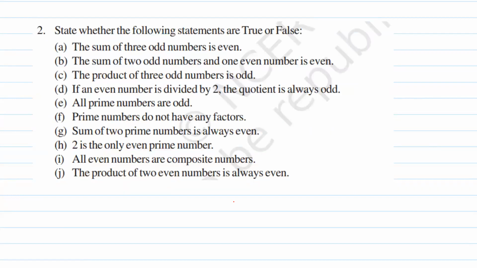Coming to the next question, which is asking about true and false. Okay, I'll write it here only, true and false. The sum of three odd numbers is even. If I say that the sum of three odd numbers is even, then it means I have to add three odd numbers.